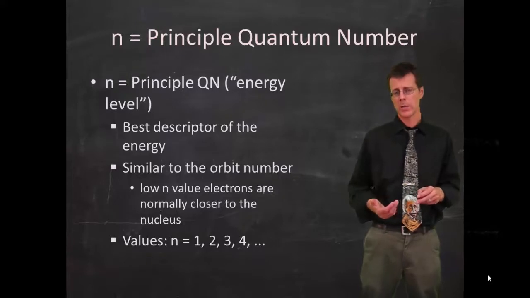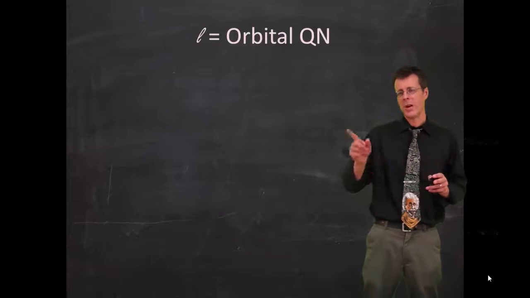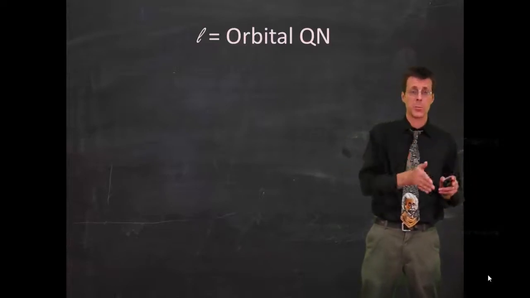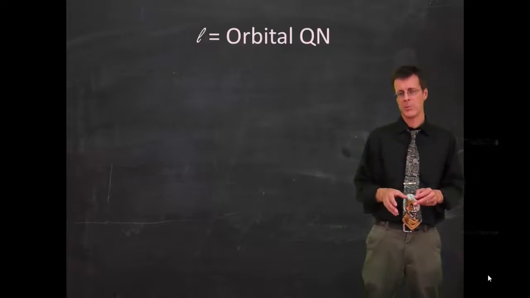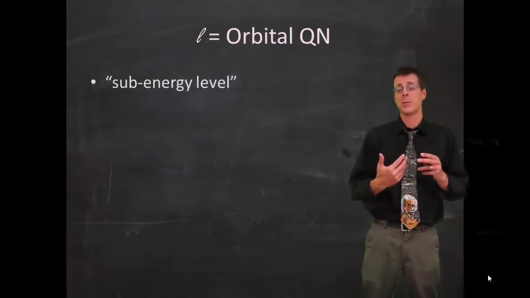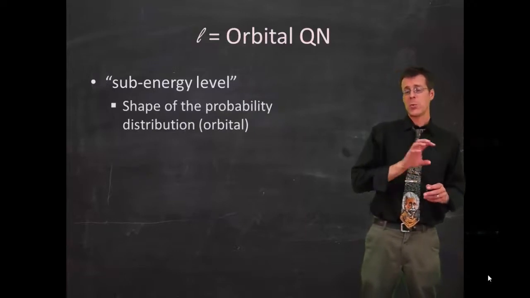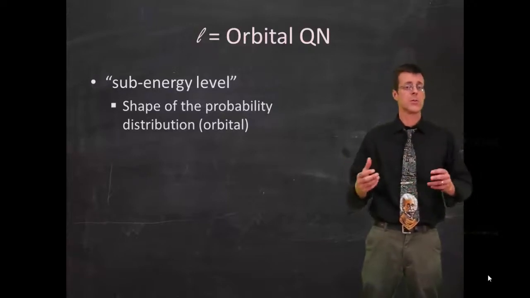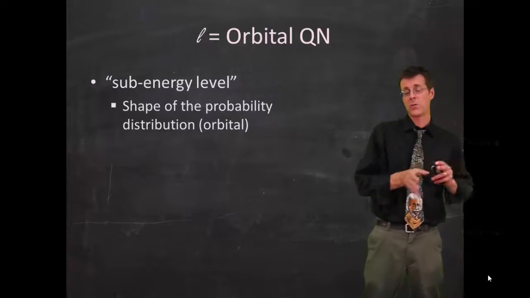Values are the counting numbers, 1, 2, 3, 4, and so on. Next number is L. Now I always write it as a script L just to make it more clear, but it doesn't have to be. It could just be a print L, but that looks like a 1 or something else. That's the orbital number. It's sometimes called the secondary quantum number. I like to refer to it as the sub-energy level. It will also tell us the shape of the orbital. If you think back to those pictures where we had p orbitals and s orbitals and d orbitals, those letters actually correspond to different numerical values for L.